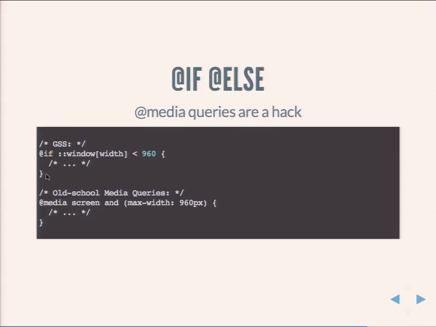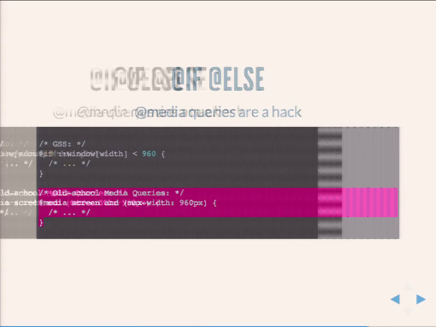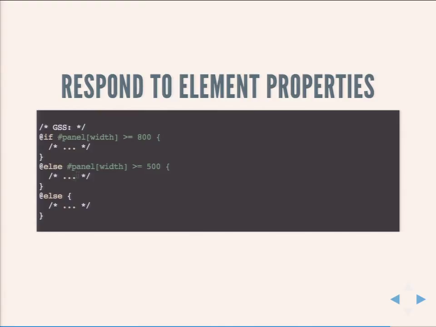So this is how we can write some stuff in grid style sheets, and that's how it would look like in standard media queries. So let's look at some other examples that we could do with that. We could also respond to some element properties. So if a panel width is greater than, and this is the syntax for greater than, I'll admit that it took me a while to realize that wasn't greater than or equal to, it's just greater than.